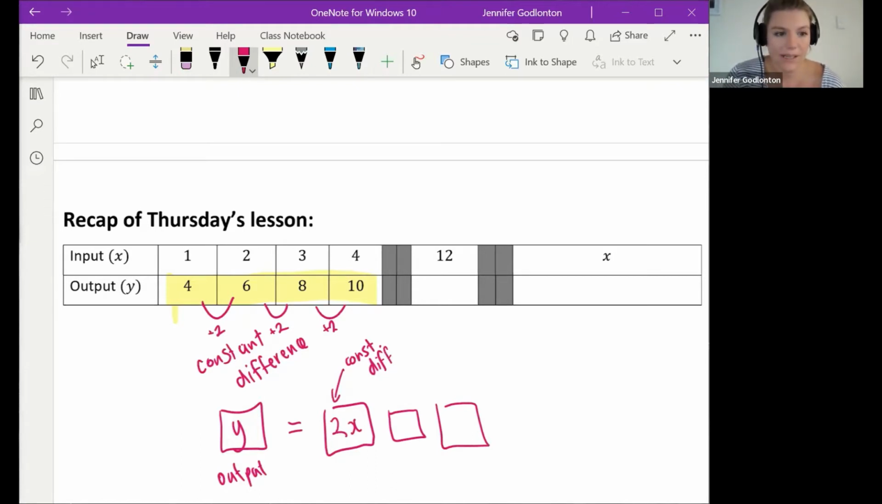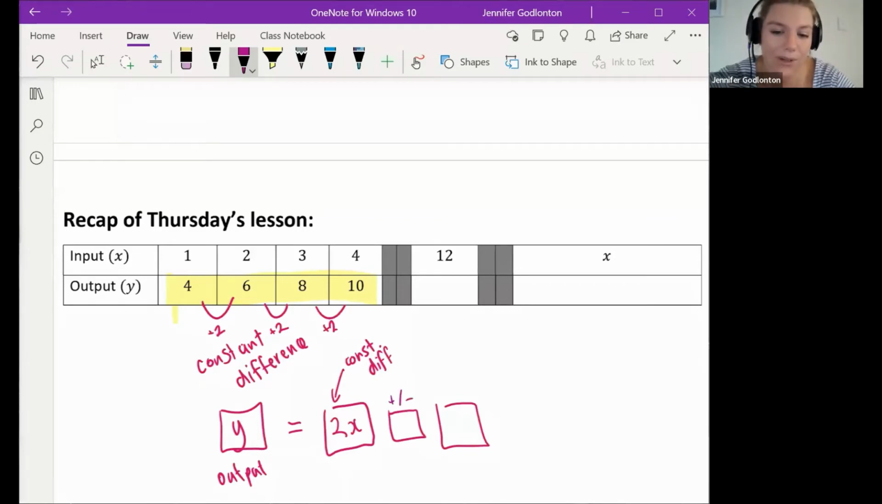So who thinks they can help me with the next 2 little blocks? What's going to go next after the 2x? Take a chance. Doesn't matter if you're wrong, guys. Okay, I'm getting some answers in the chat here. So we have one option here, which is 2x plus 2. Catherine, do you agree with that? Yes, ma'am. You do.